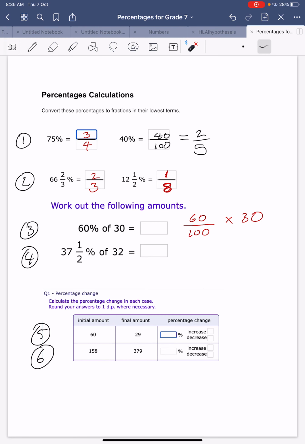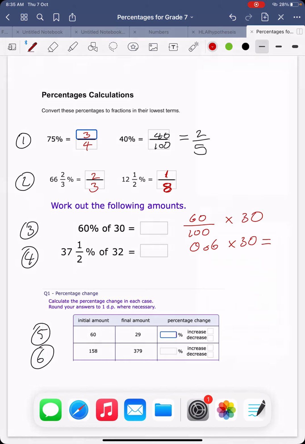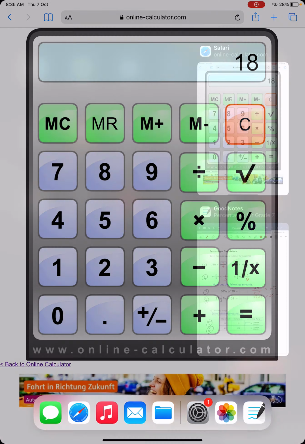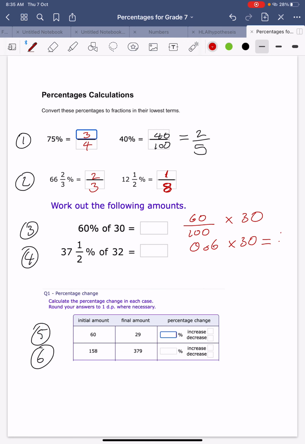So now we can just pop it on here. That's actually equal then to 0.6 times 30, and you can use your calculator or you can try it in your head, times by 30, that's 18. Okay, now if I just move this out of the way, we'll try the next one.